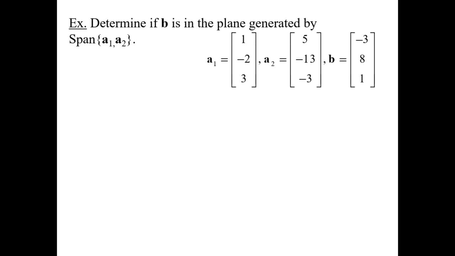So to answer this question, we're going to create the augmented matrix. Again, the first column is A1, so 1, -2, 3. The second column is A2, so 5, -13, -3. And then the right column is B, so -3, 8, 1. So again, this question is exactly the same as the last one. So we're going to solve it the same way. We're going to reduce it. We're going to see what happens.